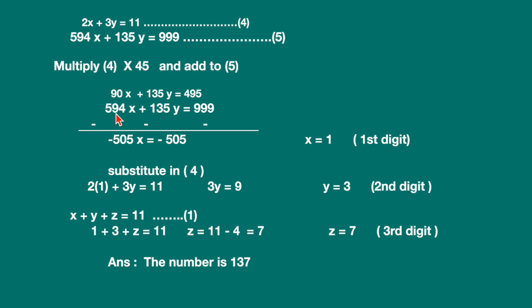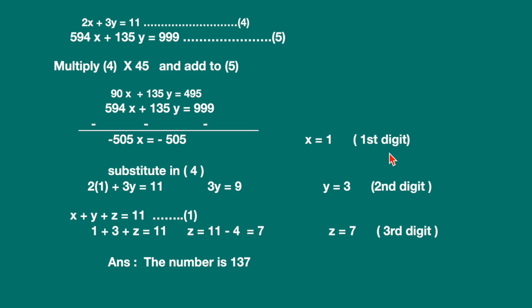This, write it as it is. Now here you have to change the sign, because both are plus. So I'm making this minus. So I have to change the sign everywhere. This is minus, here also minus. 90 minus 594x is minus 505x. This will cancel. This is equal to minus 505. So here you can see x is equal to 1.